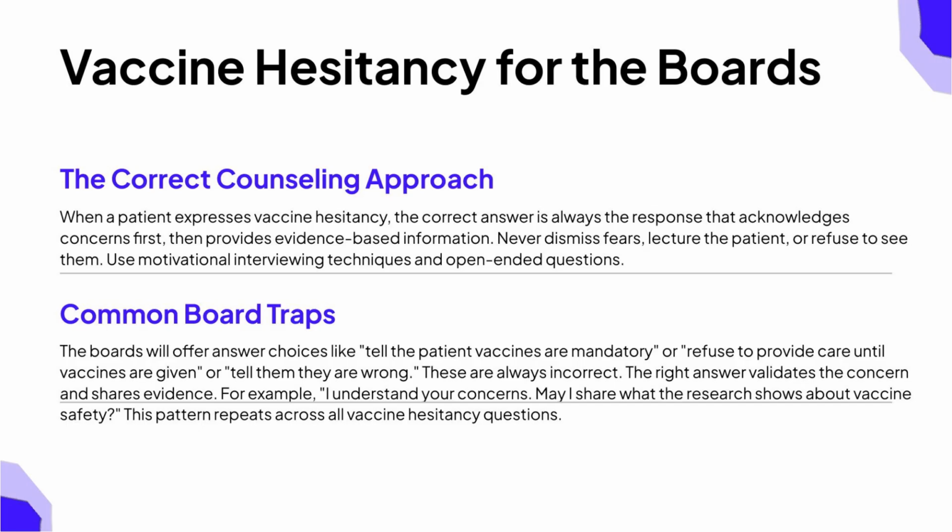You will typically see a parent who is worried about a childhood vaccine, or an adult who has read something concerning online. The wrong answers will be dismissive, authoritarian, or paternalistic. The correct answer acknowledges the concern, asks permission to share information, and provides evidence-based facts without being confrontational. Think of it as motivational interviewing applied to vaccination. Review the communication and ethics sections of your board resources for more on this approach.